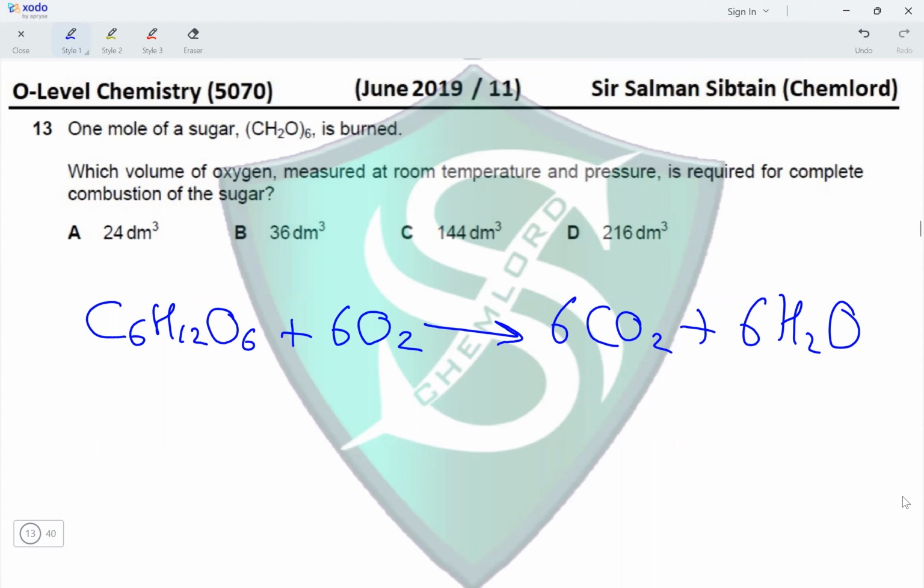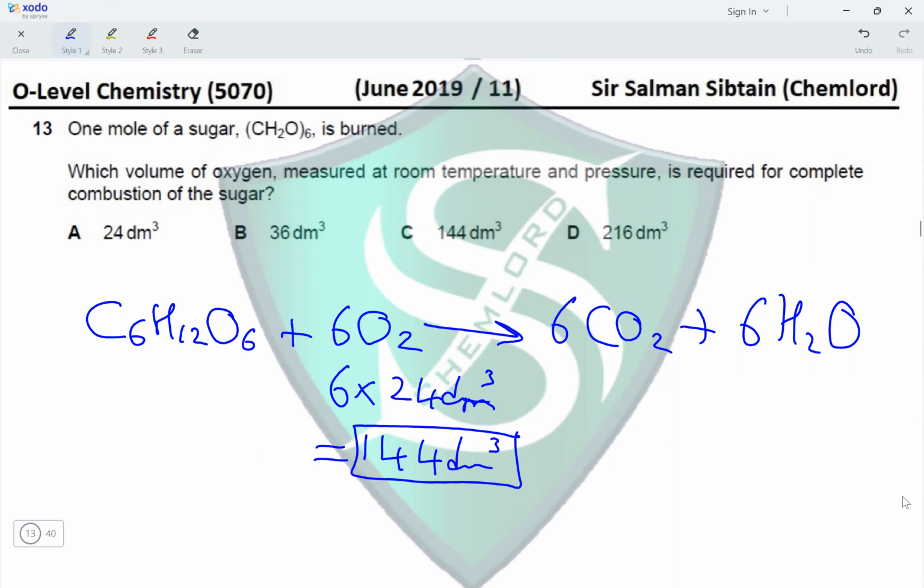So we have 6 moles of oxygen required to burn 1 mole of sugar. So if 1 mole of sugar requires 6 moles of oxygen, that means the volume would be 6 multiplied by 24 dm³, because the volume of any gas at RTP is 24 dm³ for 1 mole. So these are 6 moles. So we multiply 24 by 6 and we are getting an answer of 144 dm³ of oxygen being required. This calculation makes option C the correct option for this question.